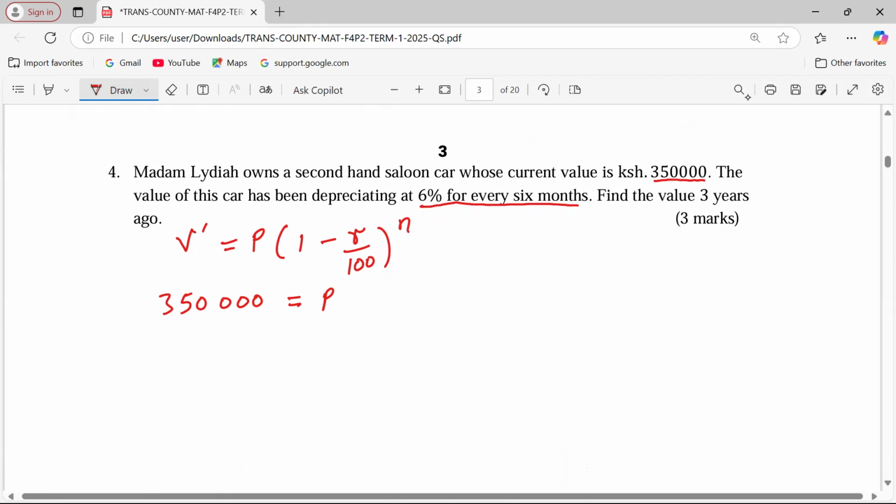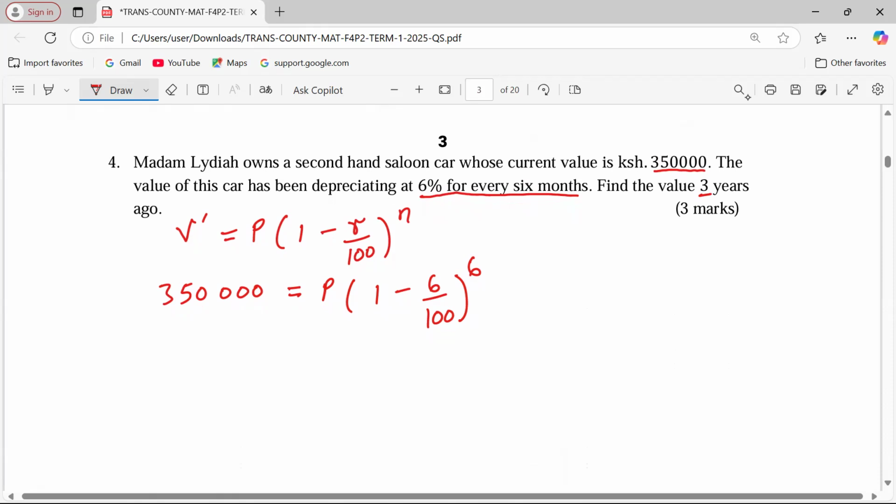So that means there is an original value that was there, times 1 minus a rate of 6 over 100 raised to the number of depreciation seasons here. The rate of 6% is for every 6 months. So how many periods of 6 months are in 3 years? Every year has 2 seasons of 6 months. The first 6 and the last 6. Again, another 6, the last 6. And finally, another 6 and the last 6 months. Therefore, 3 years can be divided into 6 seasons.